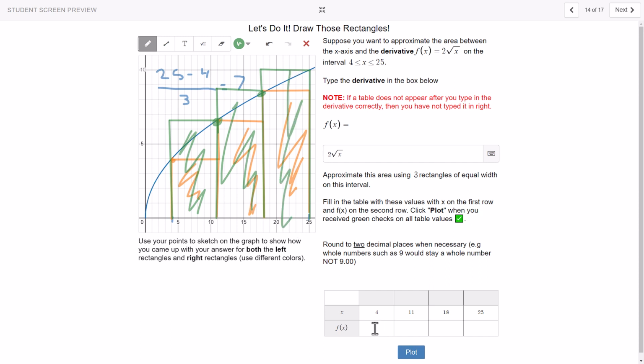So what you're doing down here is finding the value of the function at 4. So 2 square root of 4: the square root of 4 is 2, and 2 times 2 is 4. You're probably going to need a calculator for this. So 2 times the square root of 11, and it tells me to round to 2 decimal places. I get 6.63, and I'll let you finish these. Okay, so that's what you're doing on this slide.